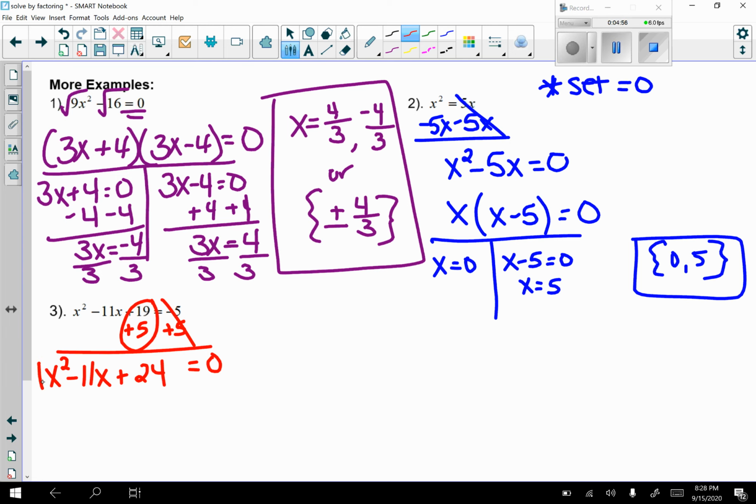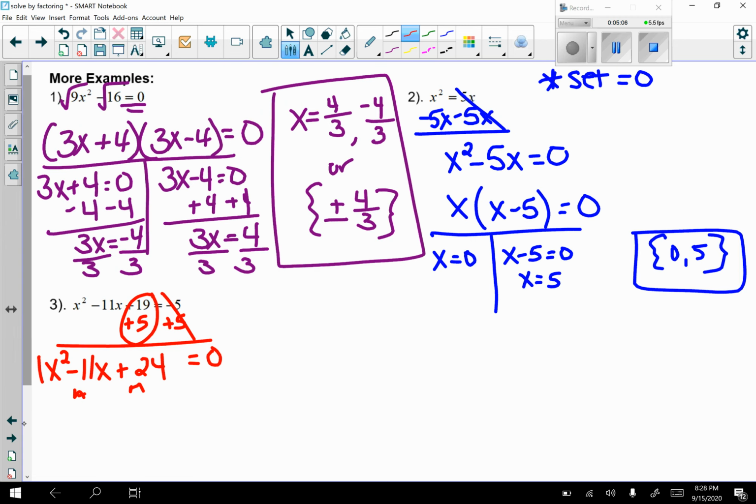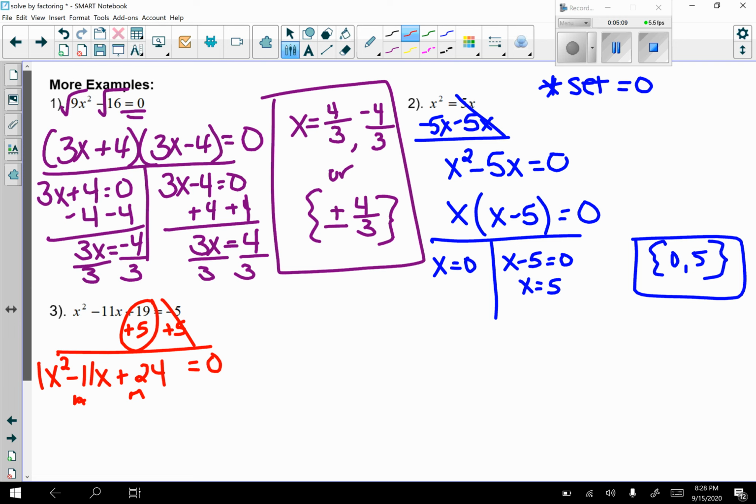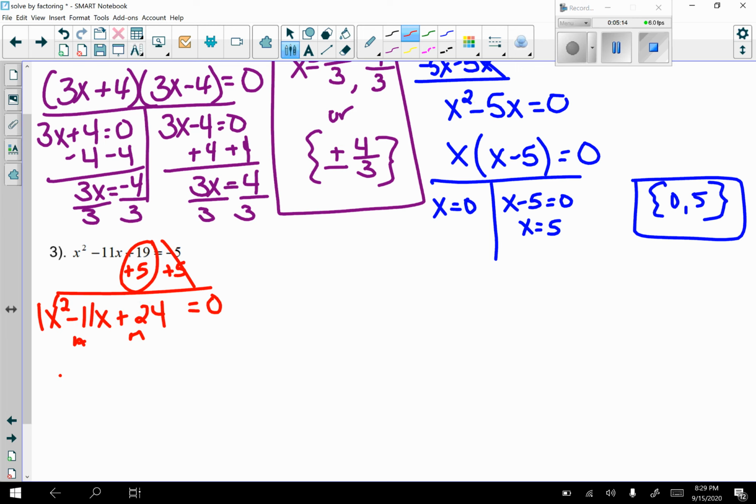I have a leading coefficient of 1. I'm going to use AM factoring. So I should get two parentheses. I'm going to get an x in the beginning of each parentheses. Using my sign trick, I have a minus and a minus. 24 is 1 and 24, 2 and 12, 3 and 8, or 4 and 6. It should be 3 and 8.